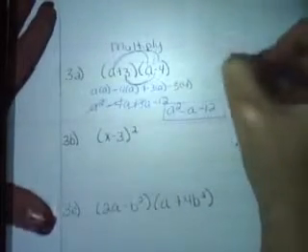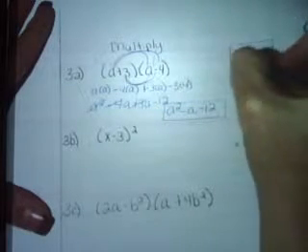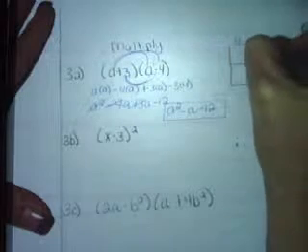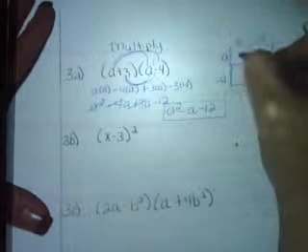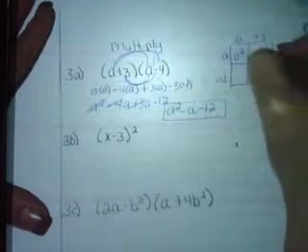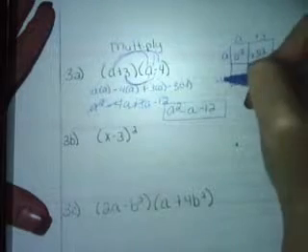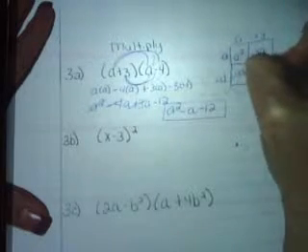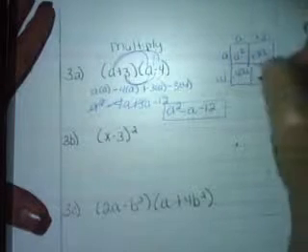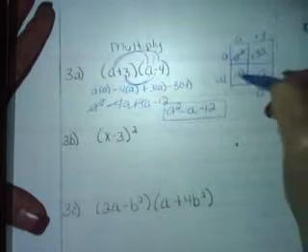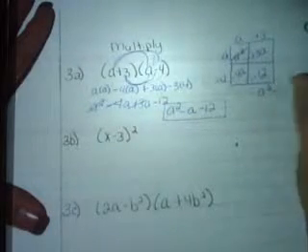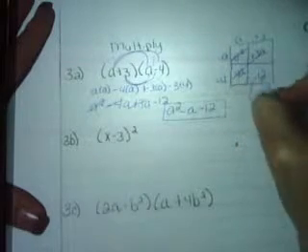For those of y'all that like to use the Punnett square, that's just fine. I have a plus 3 times a minus 4. A times a gives me a squared. A times 3 gives me positive 3a. Negative 4 times a gives me negative 4a. Negative 4 times positive 3 gives me negative 12. Like terms, I have a squared, negative 4a plus 3a gives me negative a, minus 12. Either way, we get the same answer, whichever way you're comfortable with.